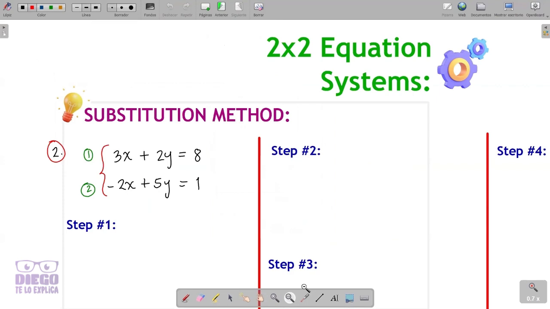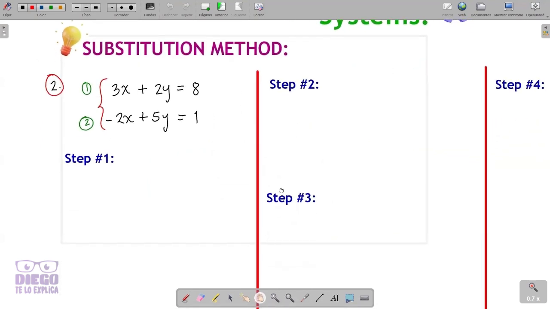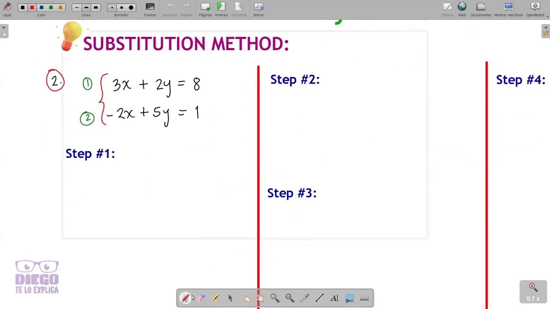3x plus 2y equals 8, minus 2x plus 5y equals 1. The same. We're going to apply the same steps. I'm going to choose one of the two equations. Okay, I'm going to choose the first one. Remember, you may choose the equation you want, and then you may isolate the letter or variable you want. We're going to have the same answer. Okay, 3x plus 2y equals 8. I'm going to write that I'm using equation number 1.